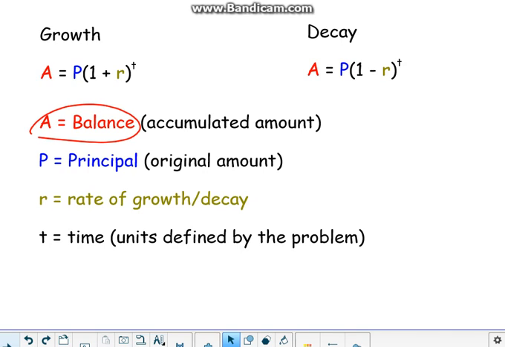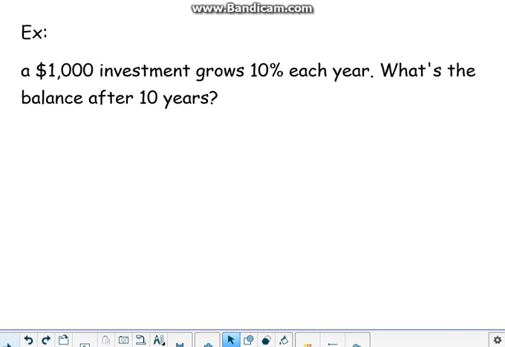Now, decay, the only real difference with decay functions is we have (1 minus R) to the T, so we're taking away that rate. We're making things smaller. It's getting smaller, not getting bigger. Okay? So let's look at an example. Imagine you've got a $1,000 investment that grows 10% each year. Well, what's the balance after 10 years? So first thing we want to do is make sure we recognize this is a growth problem. For growth problems, we are going to use A equals P times (1 plus R) to the T.